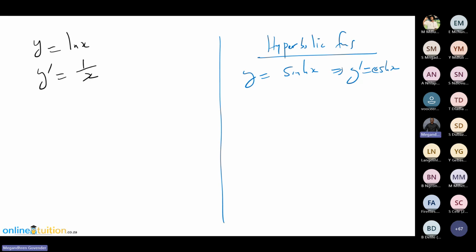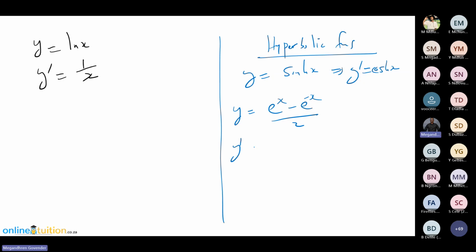Can anyone in class prove this? If y is sinh x, y prime is cosh x. How would you prove it? Just give me an idea. What will you use? The product rule. Okay. Firstly, you'll say let's write down the definition. You agree that we have to write the definition down first, because that's what sinh x is.